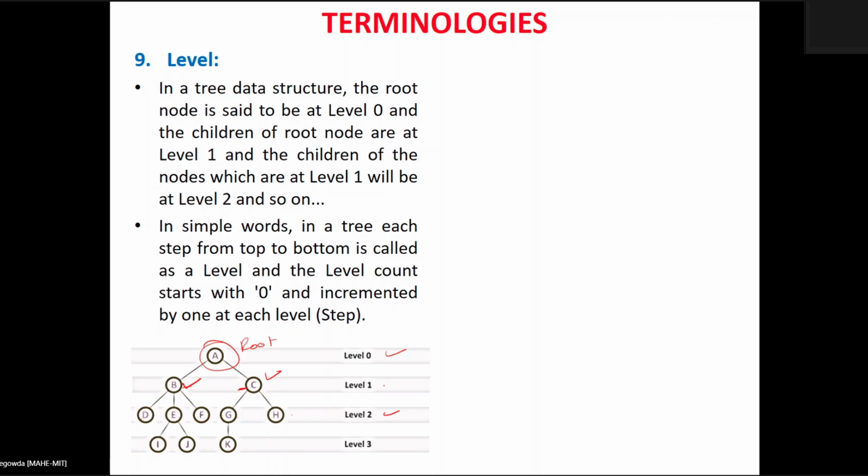So in the case of a tree data structure, the root node is always said to be at level 0, and the children of the root node are at level 1, and the children of the nodes which are at level 1 will be at level 2 and so on.